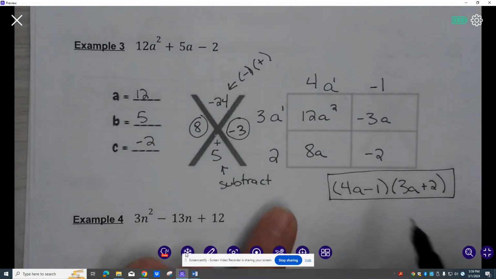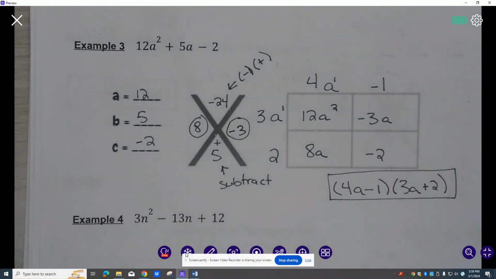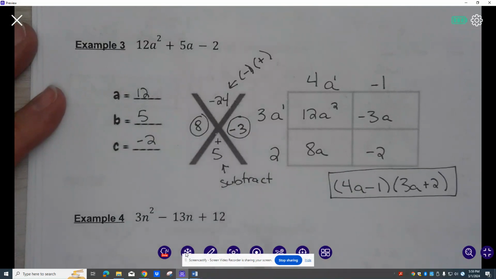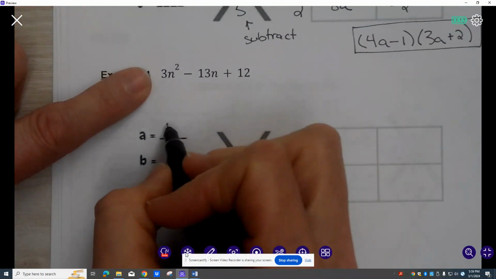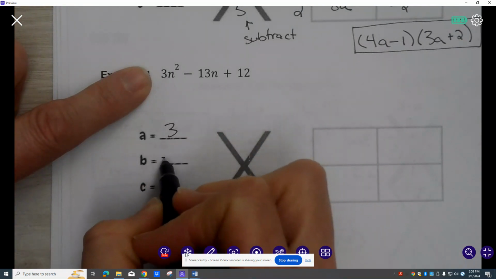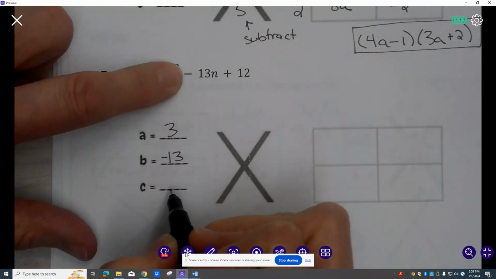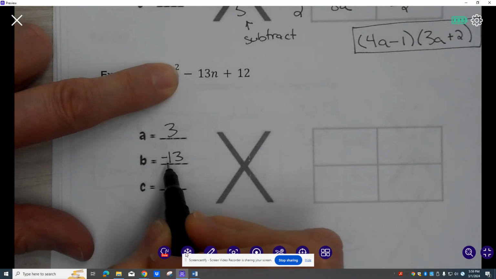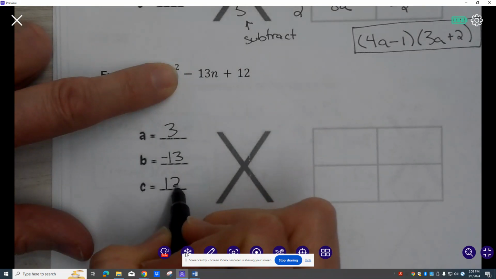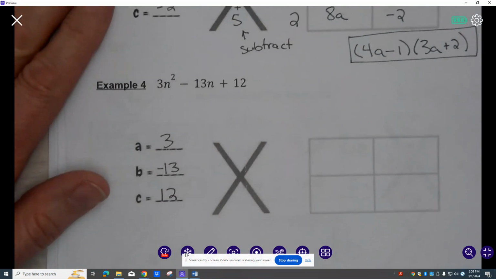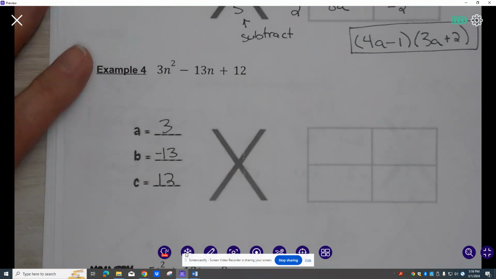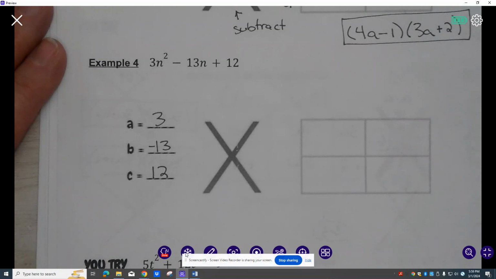Okay, so these two examples, example 3 and example 4, we have that negative showing up. All right, so in example 4, your A is 3, your B is negative 13. Again, that subtraction is the negative on the 13. And your C is 12. I know I'm going fast. If you need to, pause the video to fill in the notes or even rewind.